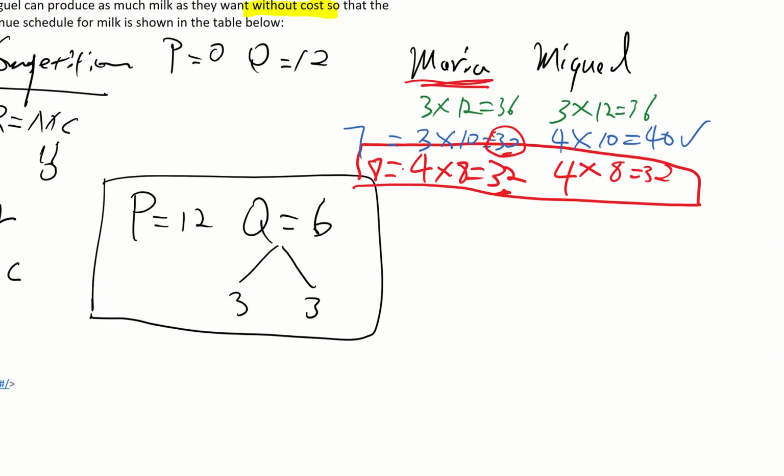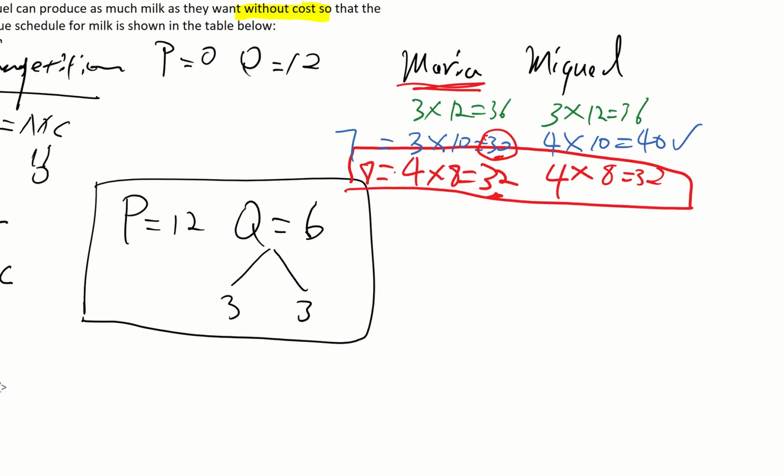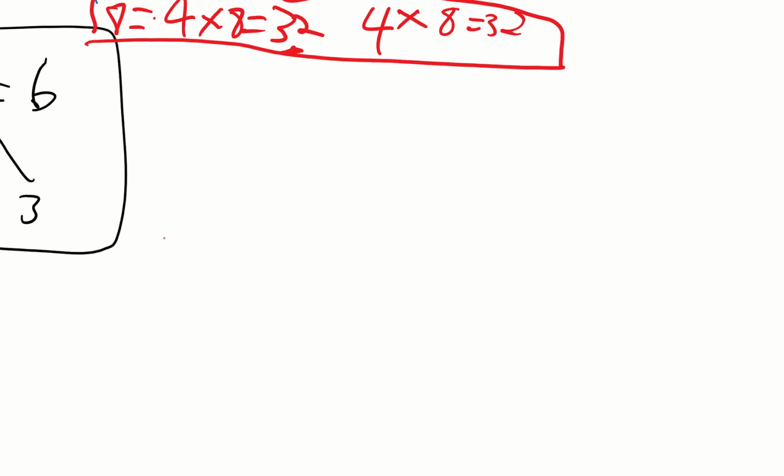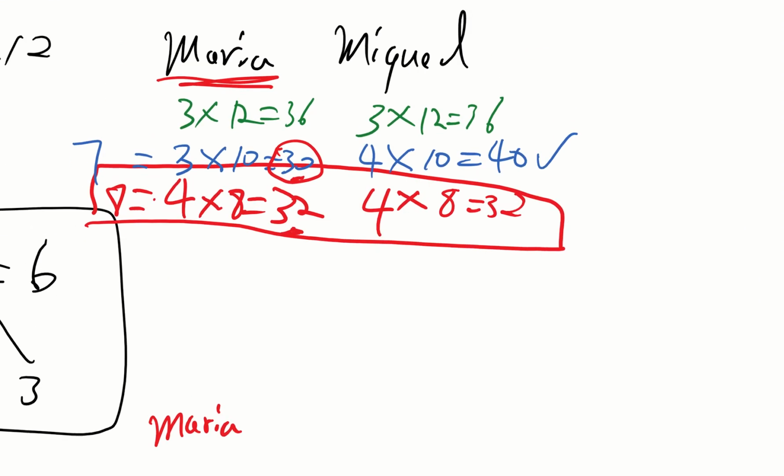Okay, so this is what it looks like in number format. You might also see a question like this in matrix format. So let me show you what that looks like. We're going to have an area here. We're going to have Maria, and who's the other person? Miguel.